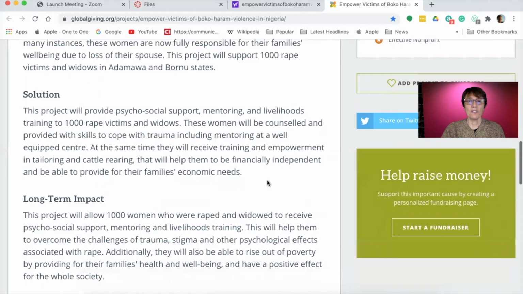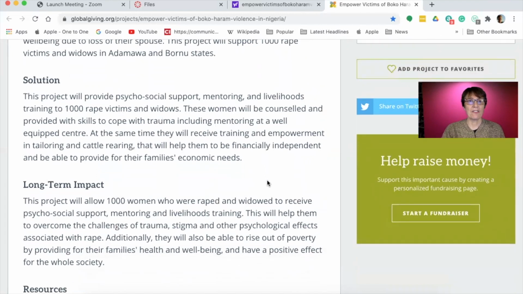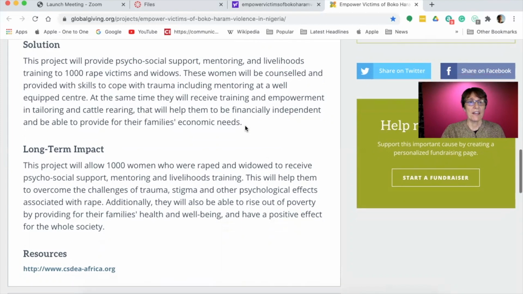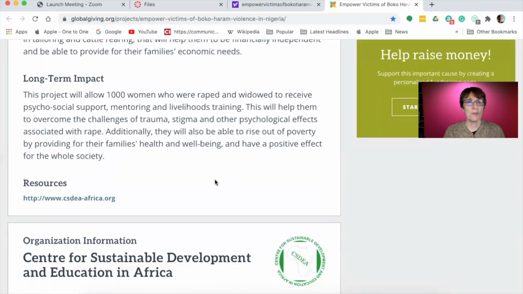So the goal of this project is to try to help 1,000 of them. So this is seen as a really important project. Right now, there are 178 women who have gone through the program and are financially independent because of it. And so the long-term impact is that these people will be able to rise out of poverty and provide for their families, and hopefully be good role models.